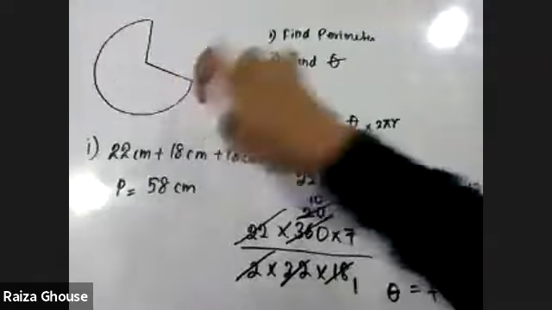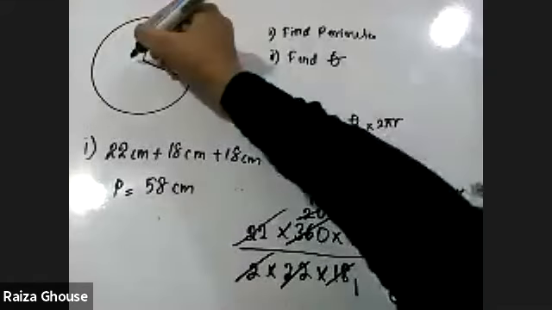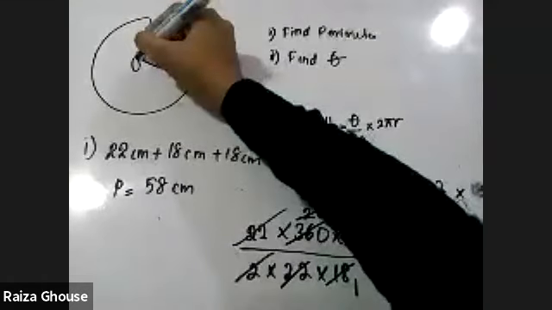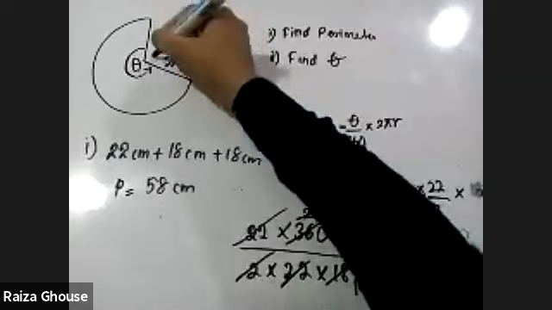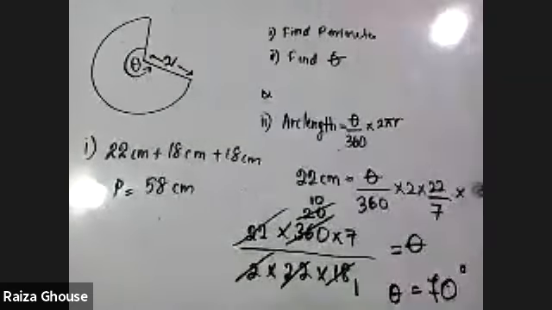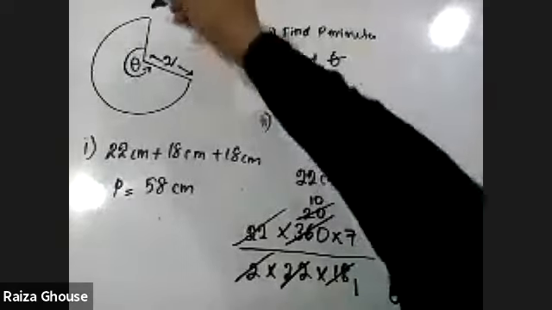This is the diagram. Okay. This is what you have to find. Again, you have to find theta. I'll give you the radius, 21 centimeter. Radius is 21. Arc length also I'll give you.